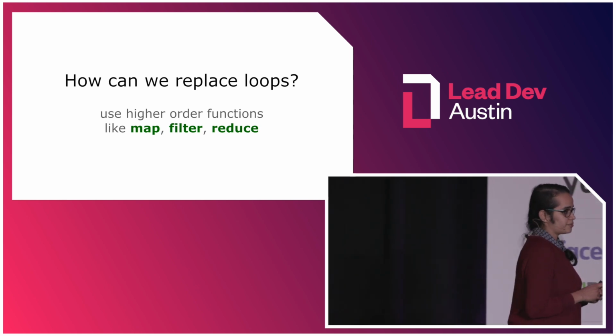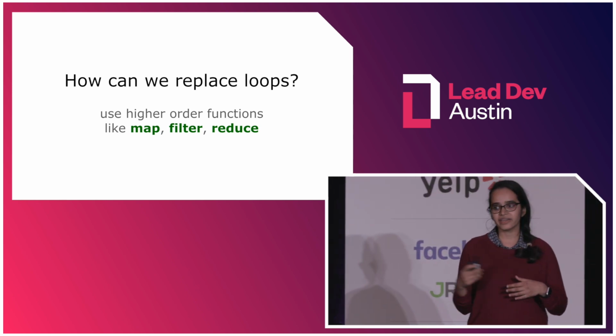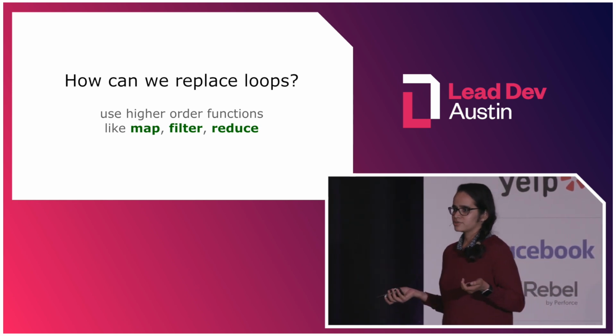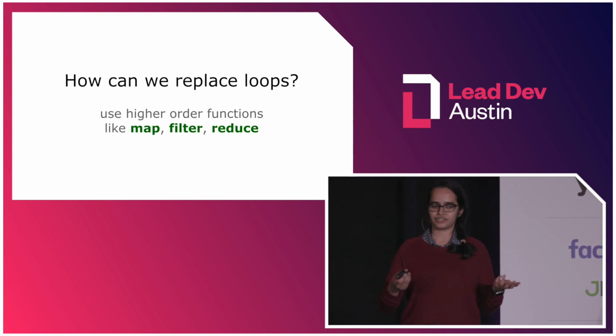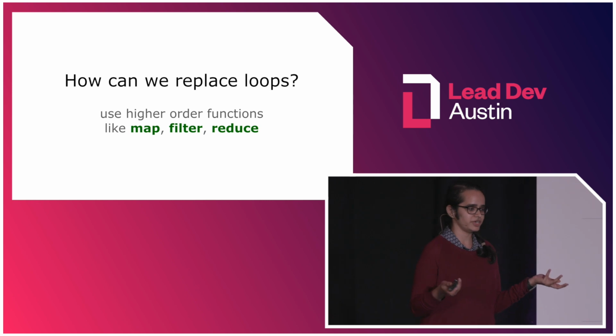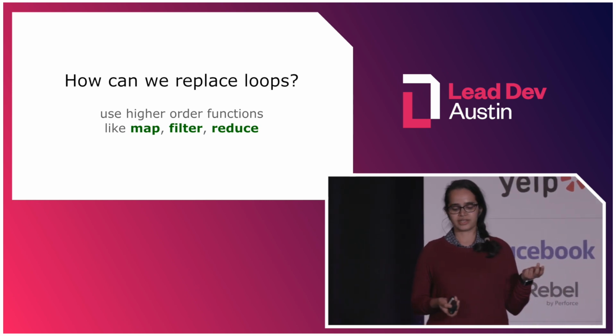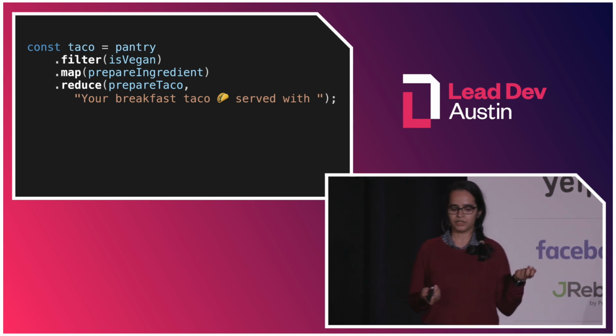And so we can replace loops with something called higher order functions. We have all heard about map, filter, reduce as just language features that come out of the box with your library. But these functions are what we call higher order functions. And let's see how we can replace that loop code.